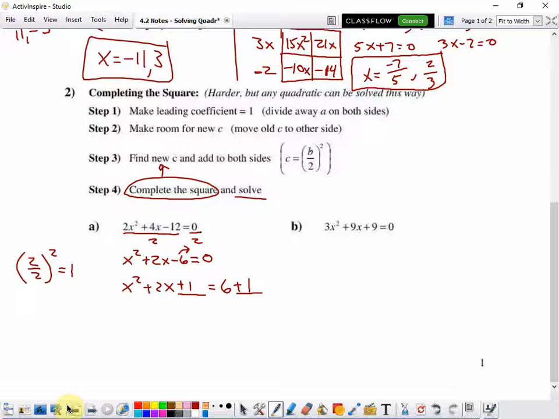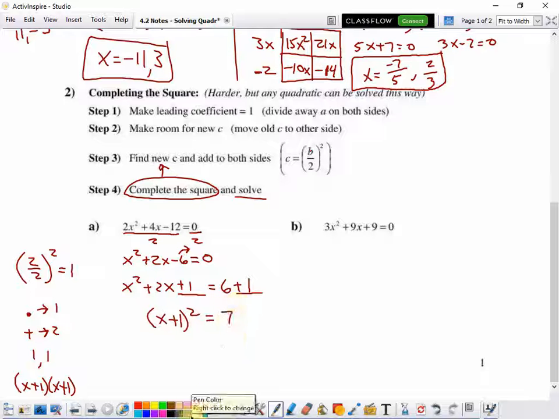Here's why it's a square trinomial. I'm looking for two numbers that multiply to 1 and add to 2. And those numbers are 1 and 1, which means it would factor to x plus 1 times x plus 1. And that's something times itself, which really means it's x plus 1 squared. So this is a square trinomial because when I factor it, it becomes something times itself. Like 9 is a square number because 9 is 3 times 3. It's something times itself. This trinomial is something times itself. And that equals 7.